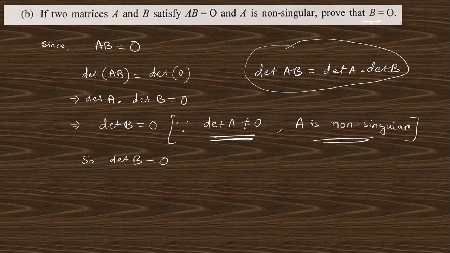I think there is a mismatch here. The determinant of B being 0 does not mean the matrix B equals 0. I think there is some mismatch. Go to the next question.